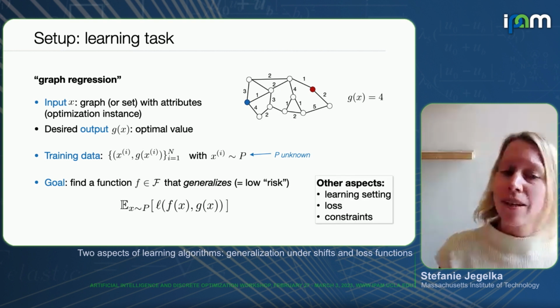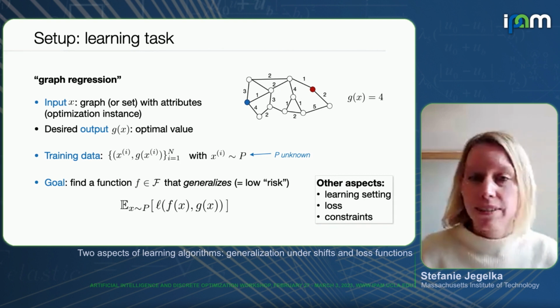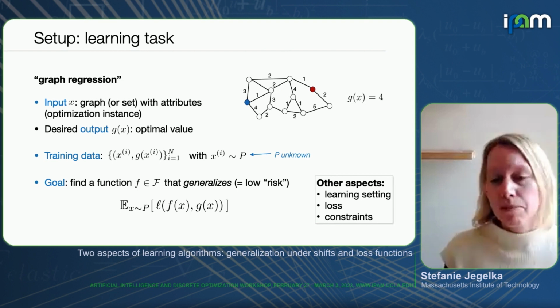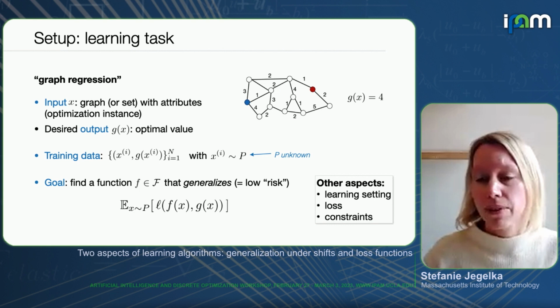And of course, there's some things to be said. What would even be this P if we have optimization instances? And I'll get back to that. And so this is my simplified setting. And of course, there's other things you can tweak around. This is like a simplified learning setting.